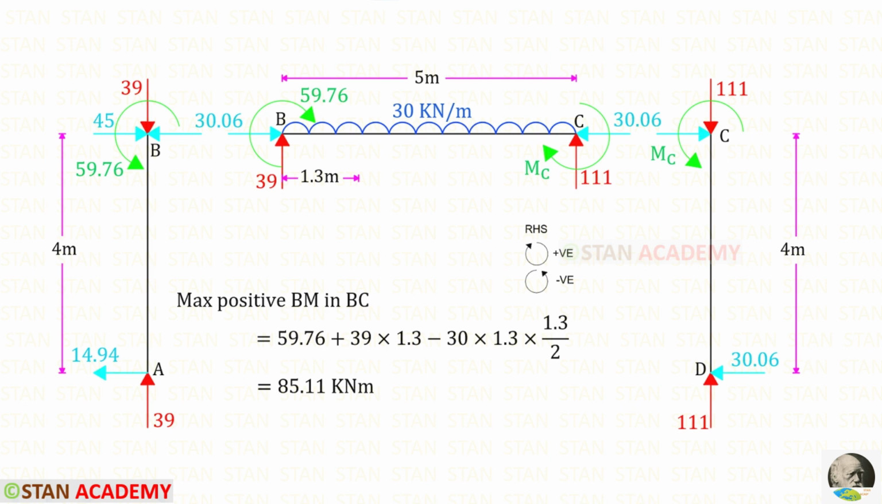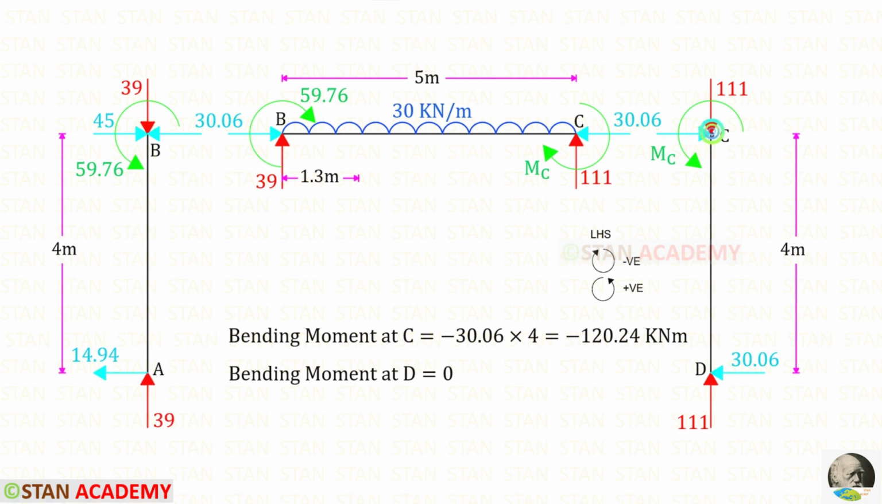Now let us find the maximum positive moment in BC. We know that it occurs in this section. MB is acting in the clockwise direction, so it will be positive. The vertical reaction at B is acting in the clockwise direction, so it is also positive, and the distance is 1.3. The UDL is acting in the anticlockwise direction, so it will be negative. We know that with the UDL we have to multiply the distance and then the distance by 2. Finally, we will get 85.11.